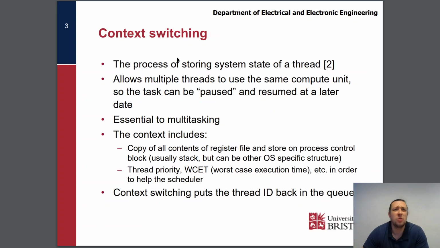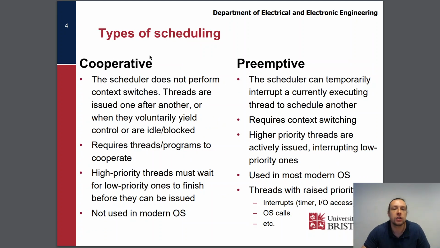Obviously this is essential. We need to know where we left off so that when we come back to the thread, we can just resume. So it's very important. Context switching puts the thread ID back in the queue. These are the basic principles of scheduling that I introduced. Again, you can look at the relevant literature that I've listed in the lecture if you want more information. The main focus of this lecture, though, is to look at specific scheduling algorithms, so that's what we'll be covering.